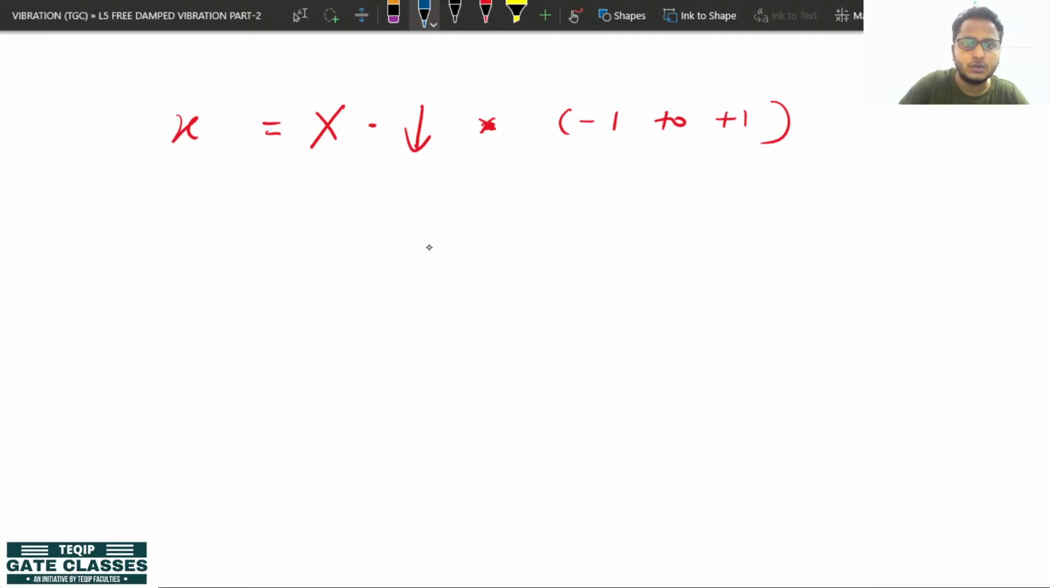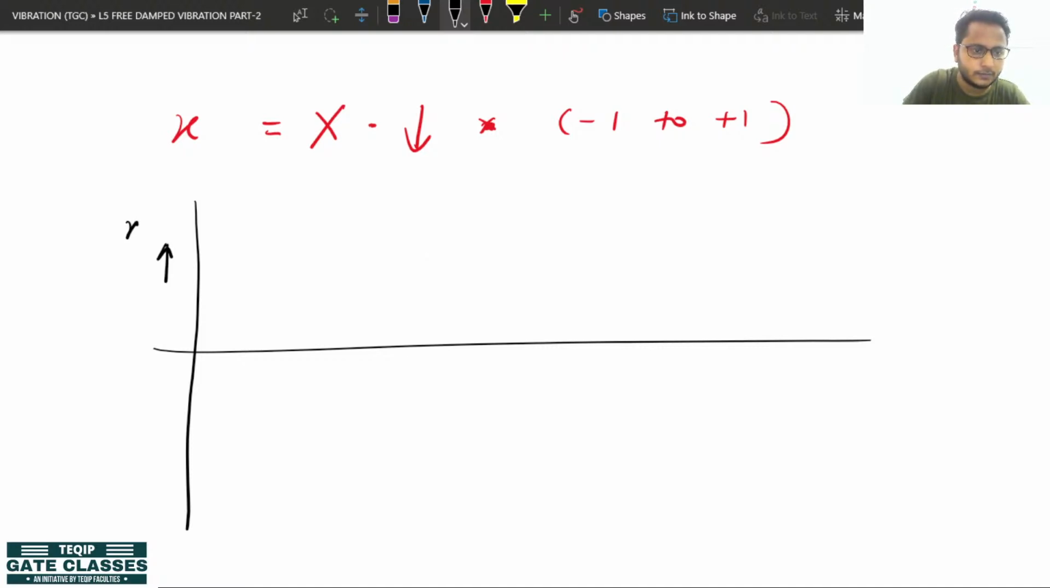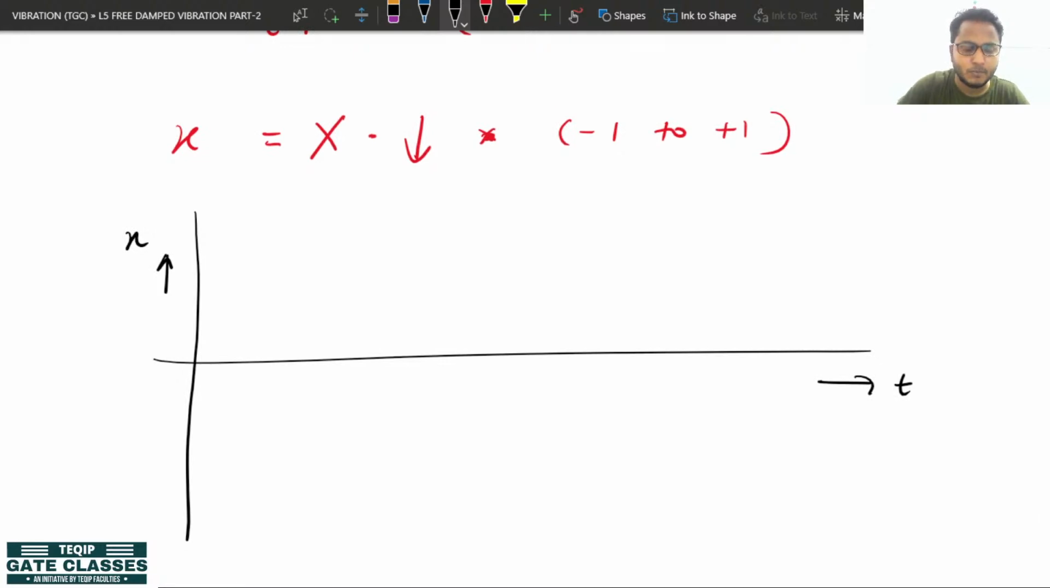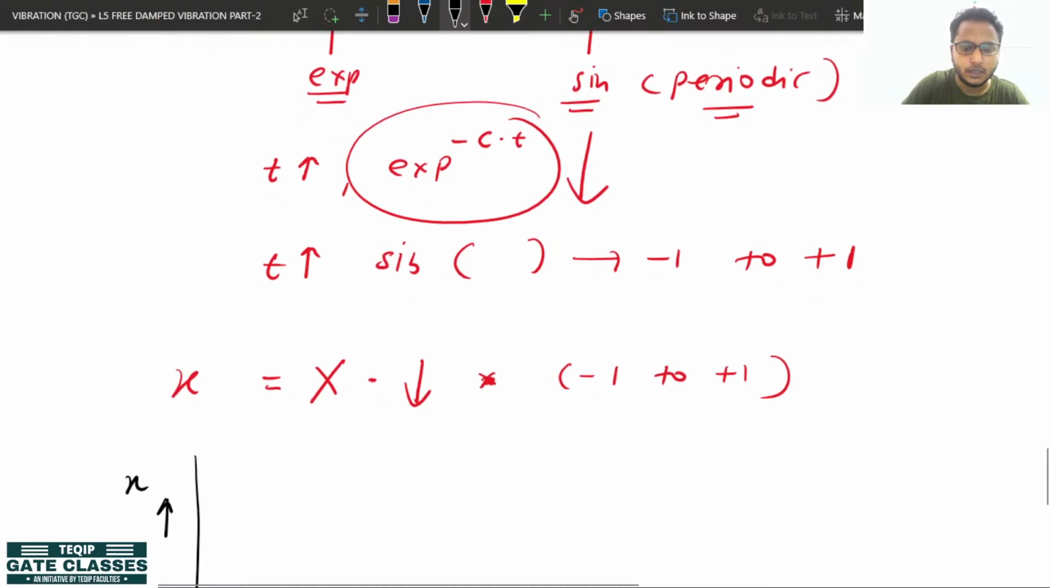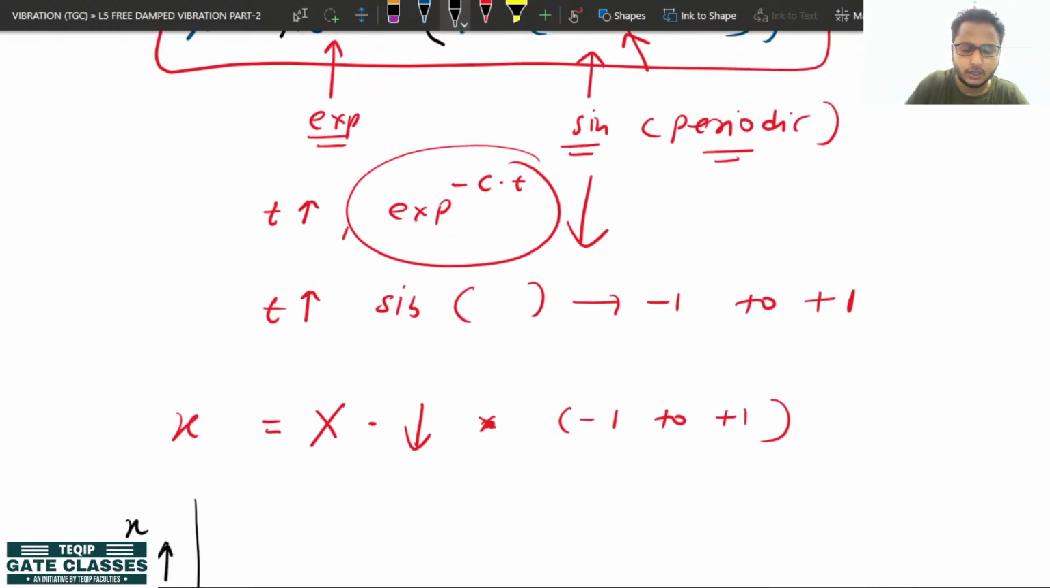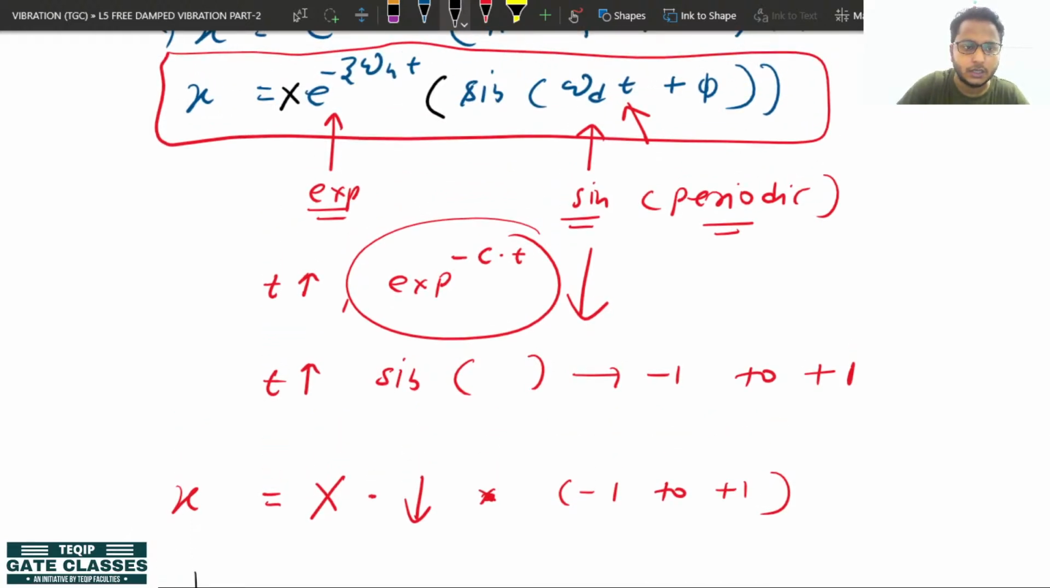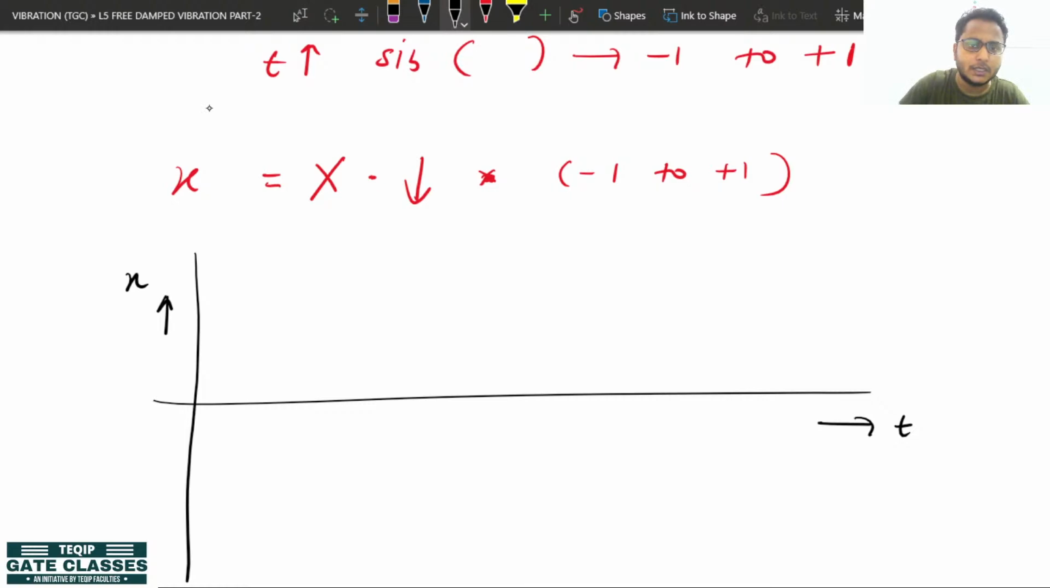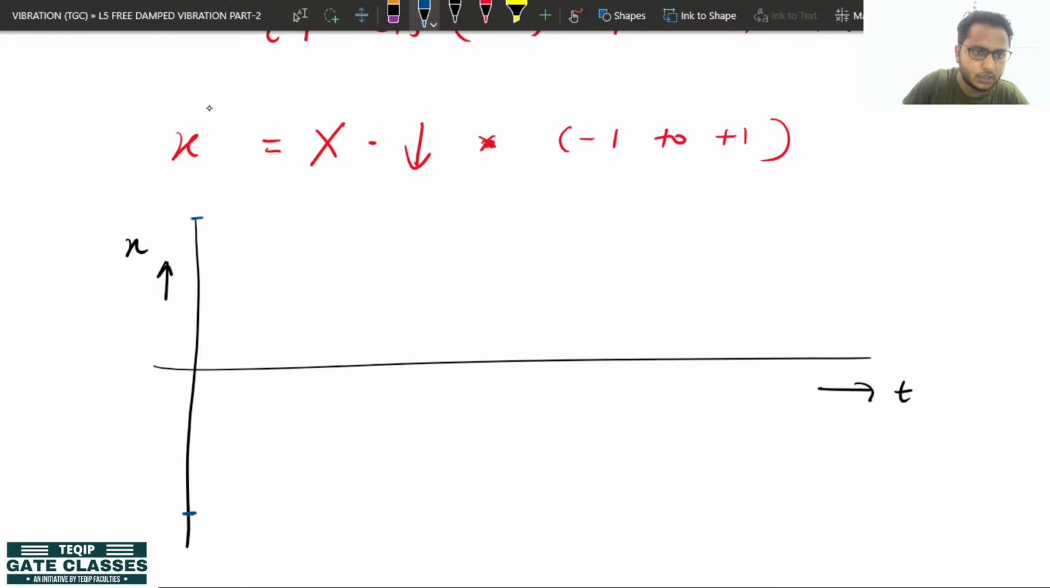Okay, so I'm going to draw. This is x and this is time. Now, as you can see, in the term which includes the sine function, when the value of sine is +1, the value of x will be maximum, right? When the value of sine is maximum, it will be positive. When the value of sine reaches -1, the value of x will be negative. So the whole value of x will vary between two values, once positive and once negative, so the maximum value will come up to here.